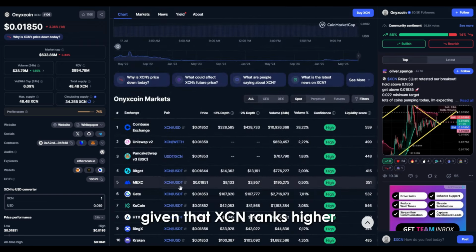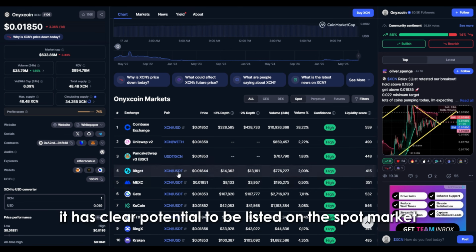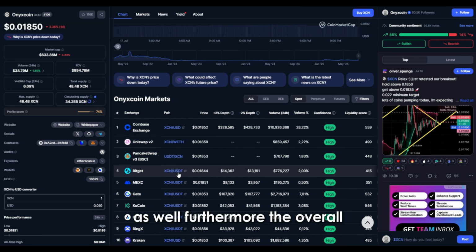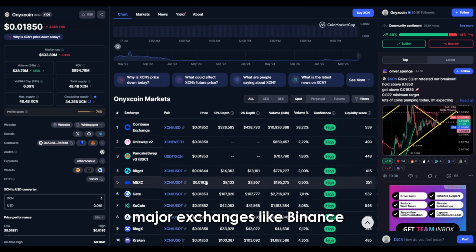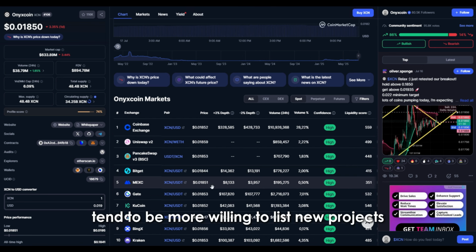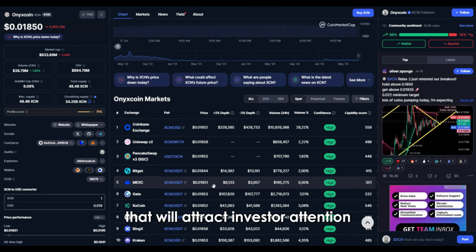Given that Xcn ranks higher and meets many of these conditions, it has clear potential to be listed on the spot market as well. Furthermore, the overall movements of the crypto markets play an important role in this process. If a bullish wave emerges, what we refer to as a bull market, major exchanges like Binance tend to be more willing to list new projects that will attract investor attention.